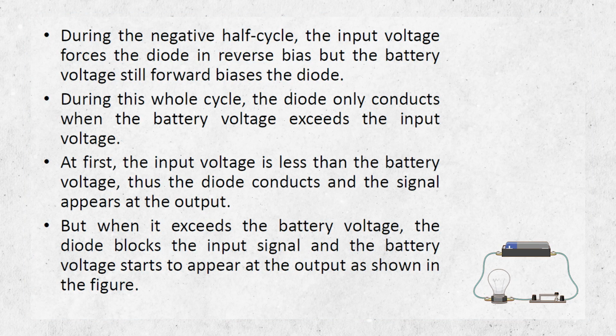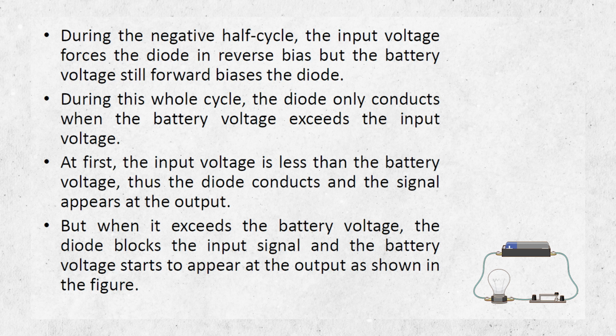During the negative half cycle, the input voltage forces the diode into reverse bias, but the battery voltage still forward biases the diode. During this half cycle, the diode only conducts when the battery voltage exceeds the input voltage. At first, the input voltage is less than the battery voltage, thus the diode conducts and the signal appears at the output.